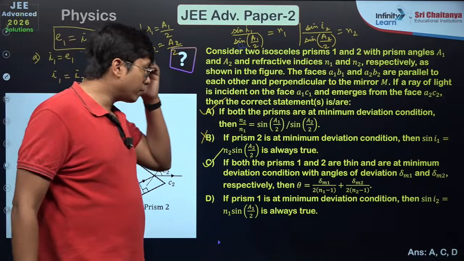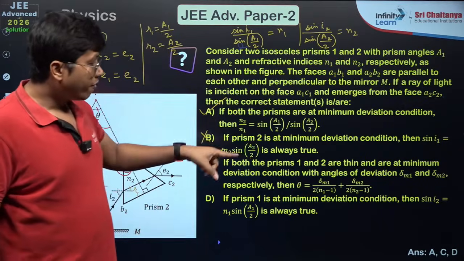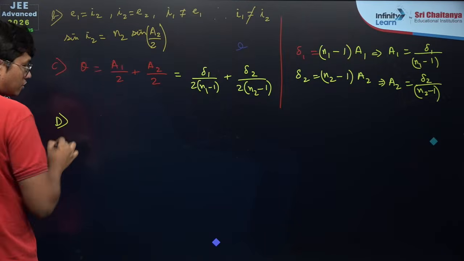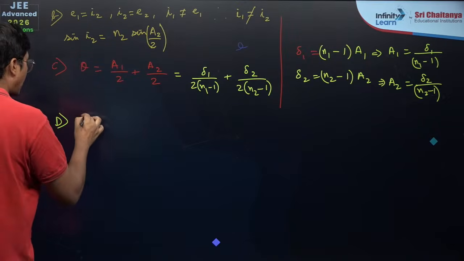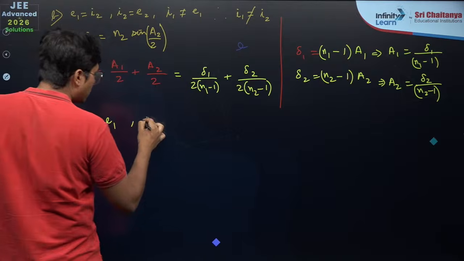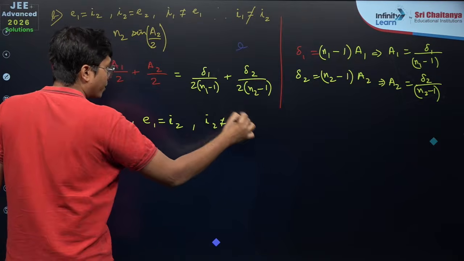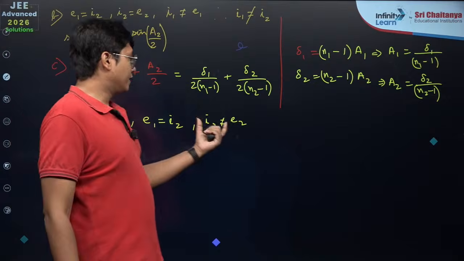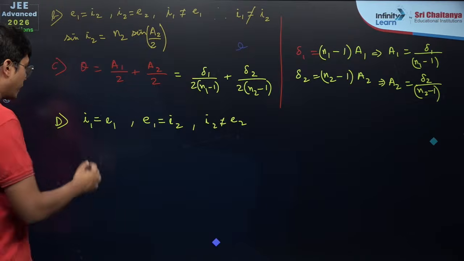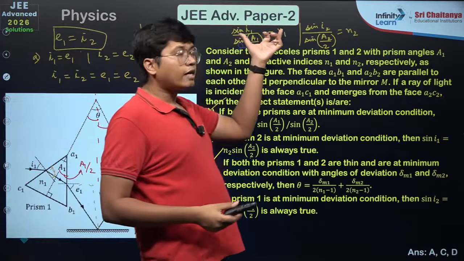Lastly, we look at option D. If prism 1 is at minimum deviation, then sine of i2 is n1 sine of A1 by 2. Now, if prism 1 is at minimum deviation, that means i1 is equal to e1, right? e1 is still equal to i2, but i2 is not equal to e2 because prism 2 is not at minimum deviation. This will have no impact here because i1 is equal to e1 and e1 is equal to i2. That means i1 is equal to i2. We got that down. Look at this equation, that will hold true always.